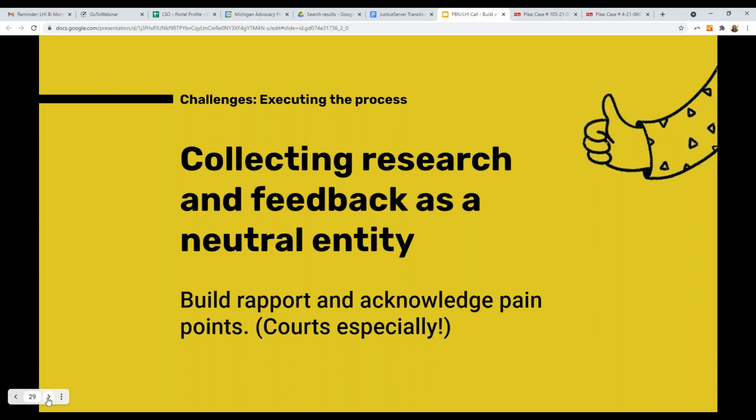One of the things that we heard is it can be challenging to collect research and feedback as a neutral entity. So we had courts or law libraries or folks who are really trying to present that neutral, unbiased information. And so it's really important when you're engaging end users to explain to them the process, right? We are collecting this feedback to improve this resource. Any insight or feedback that you can give us will help us accomplish X, Y, and Z. And that can certainly be hard, depending on the context in which you're engaging with your end users.